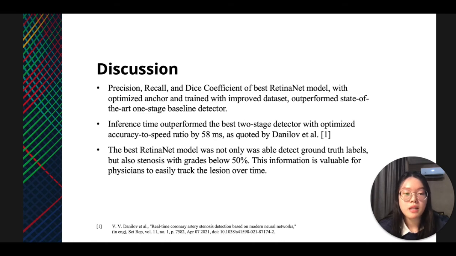The best RetinaNet model was not only able to detect ground truth labels, but also stenosis with grades below 50%. This information is highly valuable for physicians to easily track stenotic lesions over time. The contributions of this work open the path to a fully automated diagnostic tool for coronary artery disease to better evaluate the prognosis of patients undergoing percutaneous coronary interventions, bringing great clinical value in the field of cardiothoracic surgery.